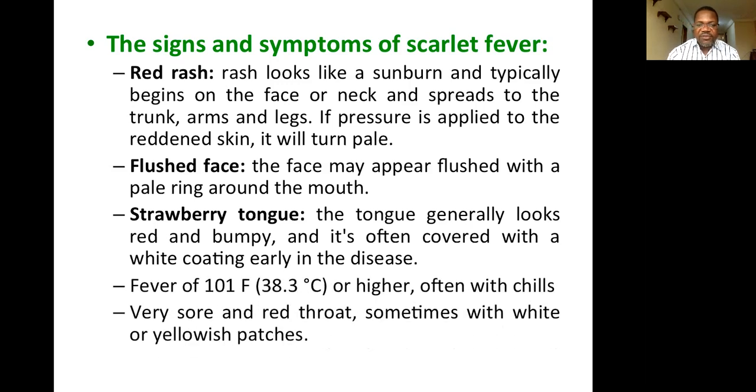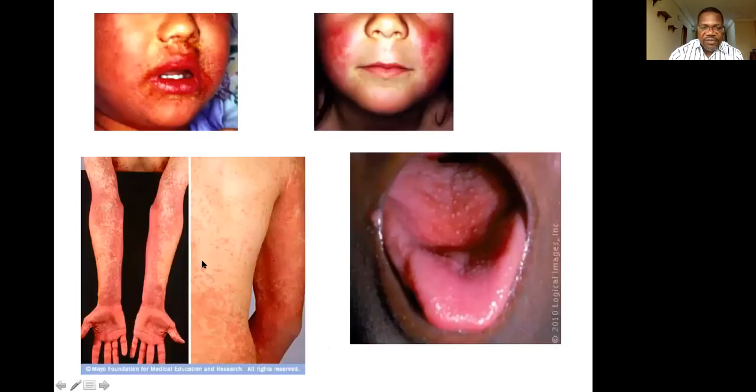Other signs may or may not be there, like fever and pharyngitis, which can be there or can come after that. So this is what you see. You can see the red rash starting from the face, and it can go down to the trunk and the limbs. And here you have a flushed face with a pale ring around the mouth. And here you have a strawberry tongue. So those together help you to make the diagnosis of scarlet fever.